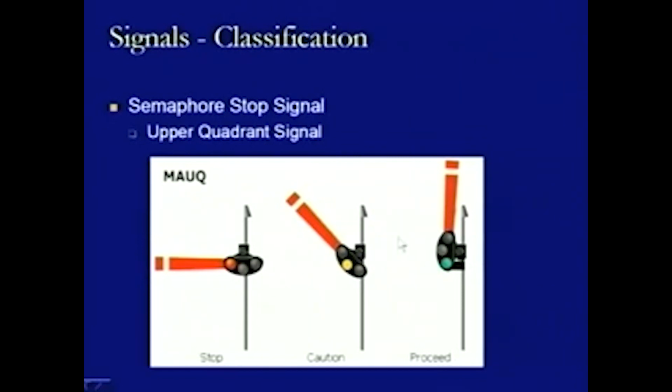Now, instead of this one, if we have the lower aspect signal and we assume that this remains vertically downwards, then it will become very difficult for the driver to see the position of the arm with respect to the post, and that is why this is not provided in this form in the lower quadrant signal system.